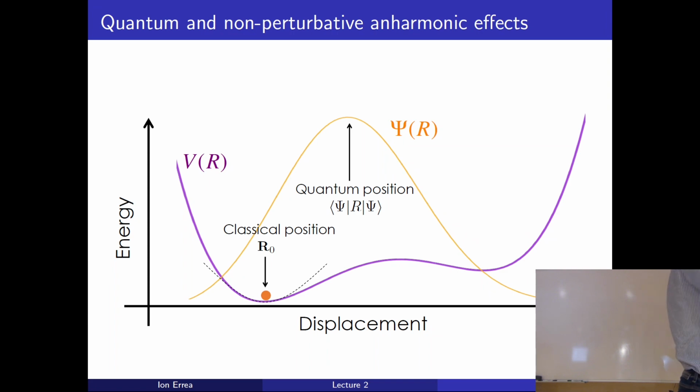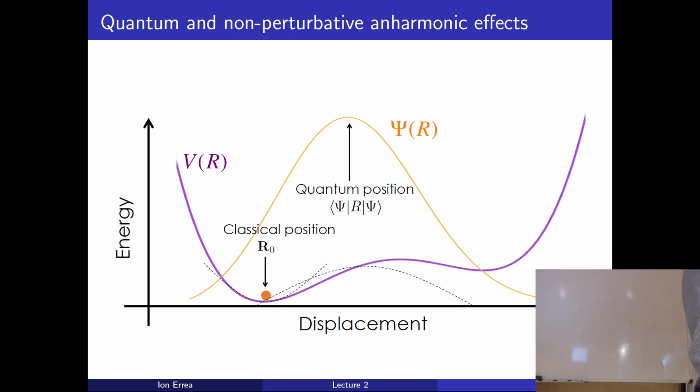So let's say our quantum position is this one. It's very different from the classical solution in this example, right? So imagine now that we want to calculate, for that position, the second derivative and do a Taylor expansion and truncate at second order, right? What happens? The second derivative here, okay, maybe this is not very good, right?